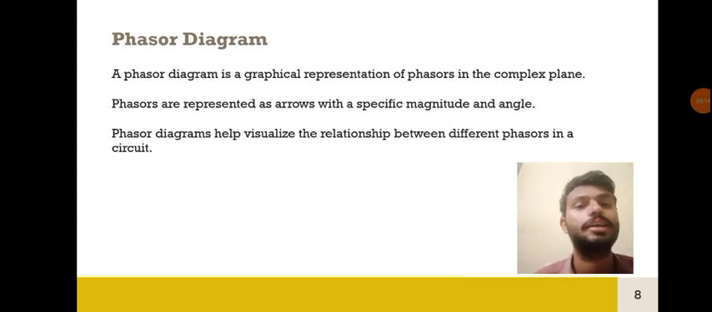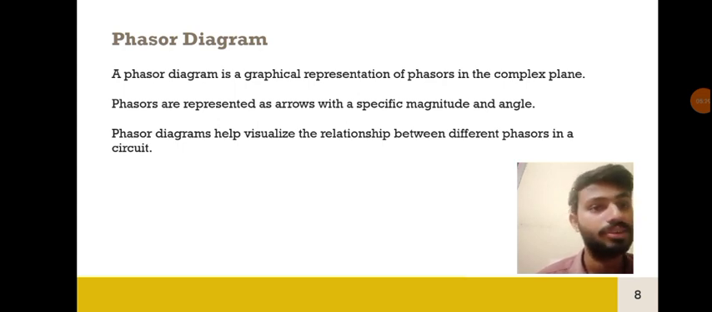Phasor diagram. A phasor diagram is a graphical representation of phasors in the complex plane. Phasors are represented as arrows with a specific magnitude and angle. Phasor diagrams help visualize the relationship between different phasors in a circuit.